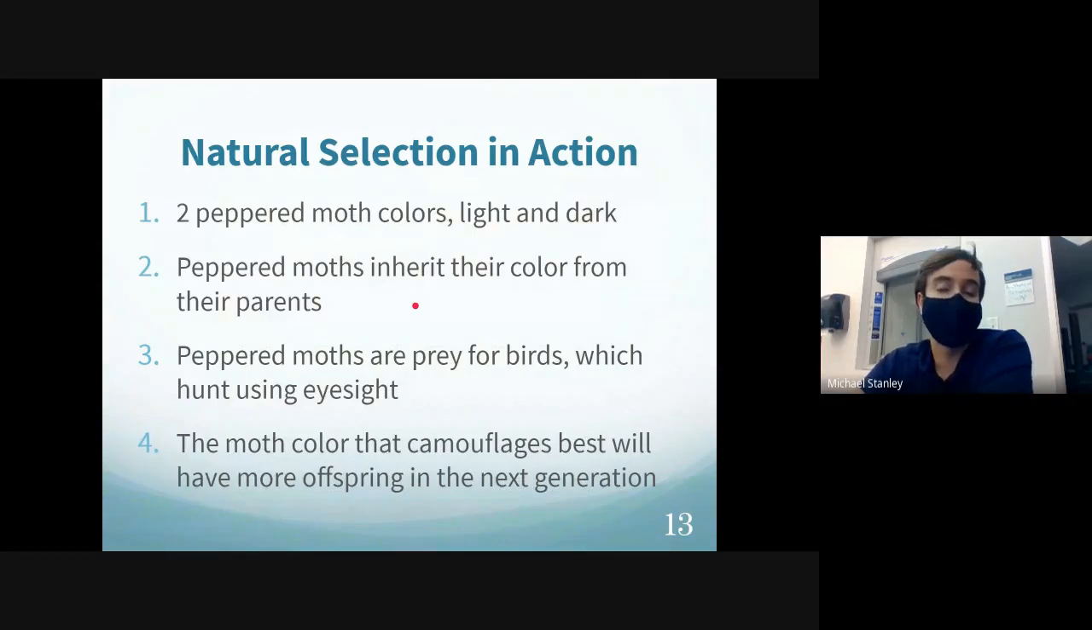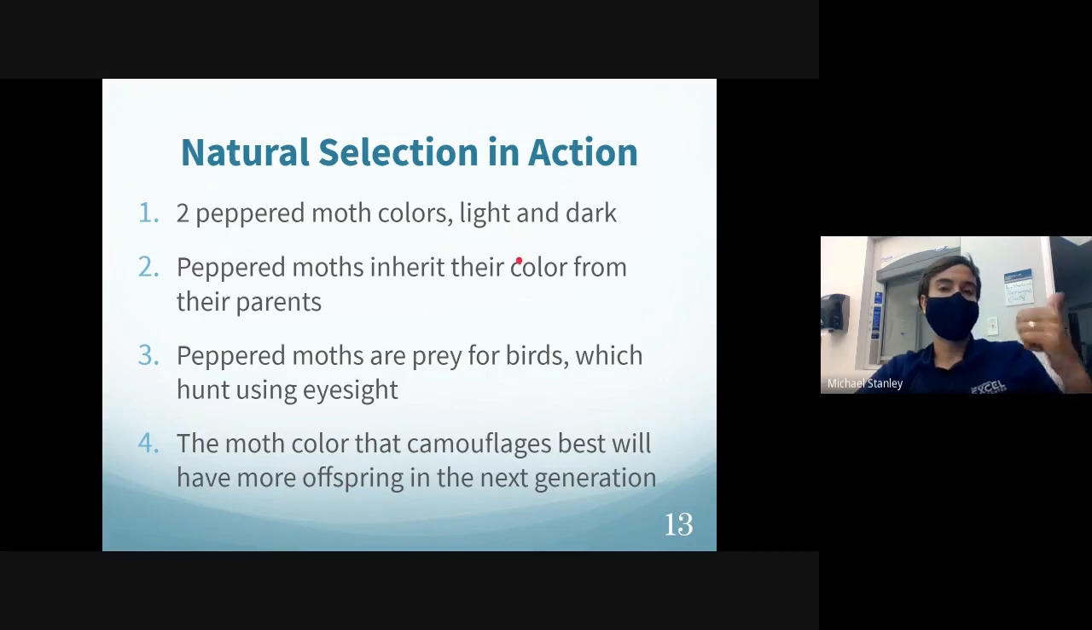As the forest got dark with the soot and the dirt, the white colored moths that used to camouflage better were standing out. And the black colored moths were having better camouflage. So suddenly the black colored moths are having more offspring in the next generation. So more of the newborn moths are darker colored versus lighter colored. And so eventually that causes this shift in the population from lighter colors to darker colors. And it's all because these birds started eating more light moths than dark moths. So that's the basic principle behind how natural selection works.